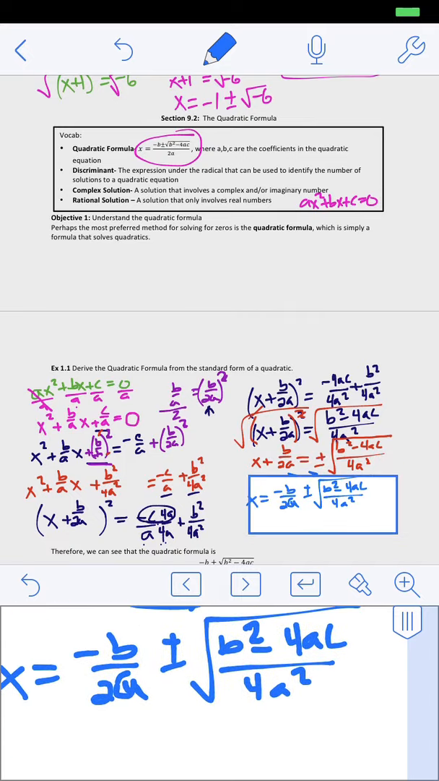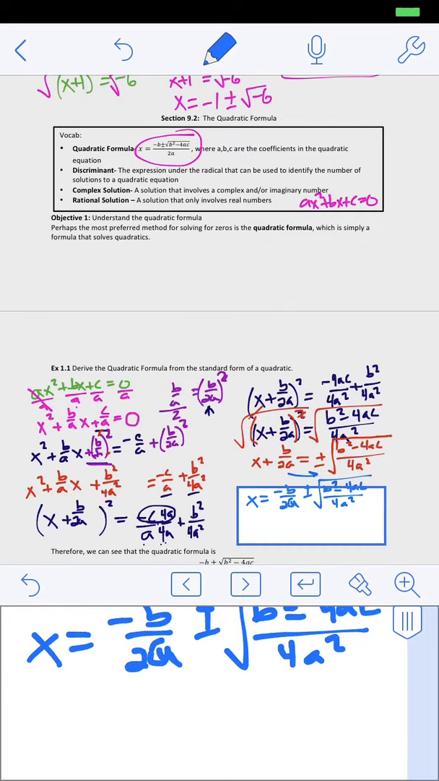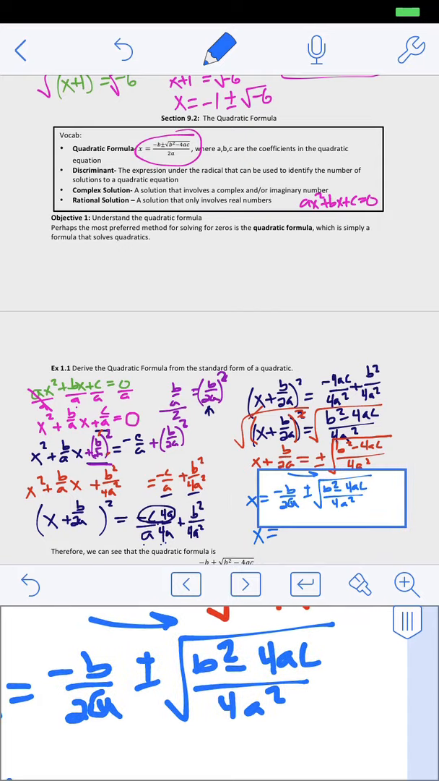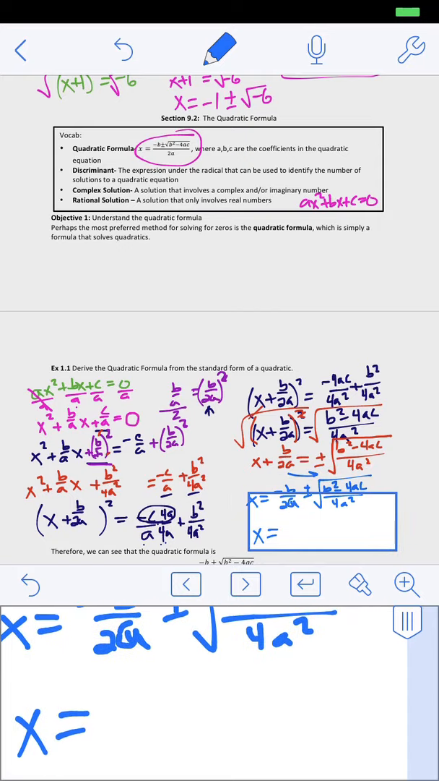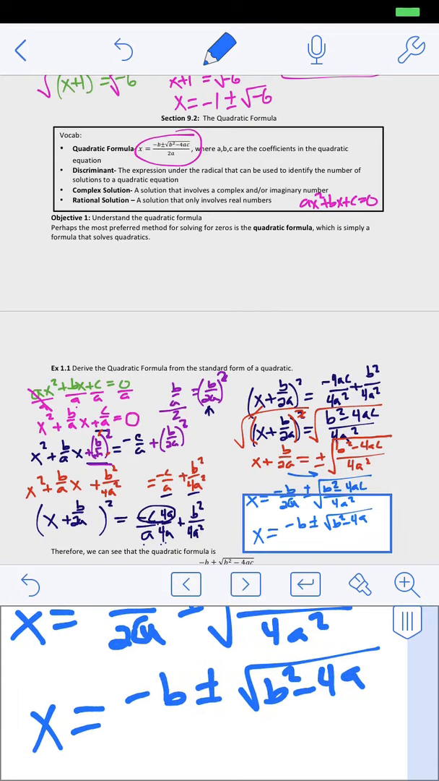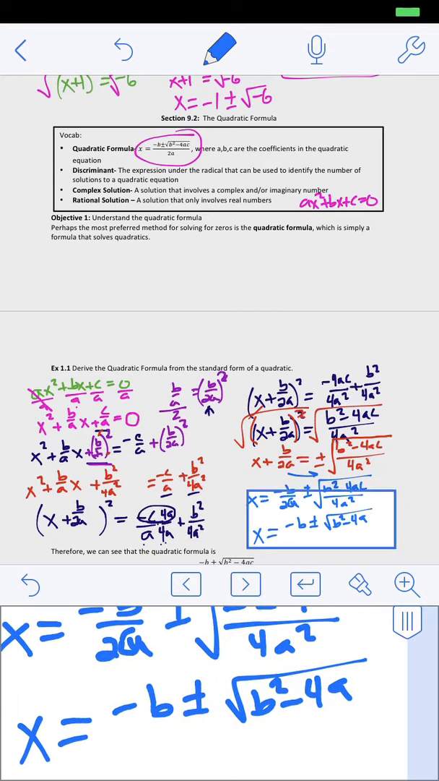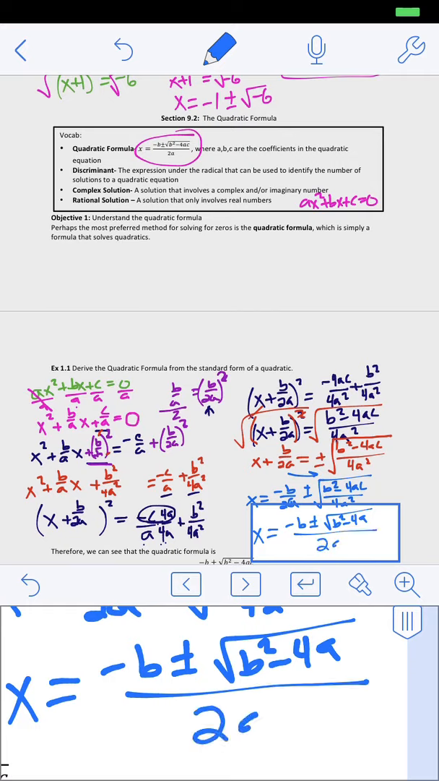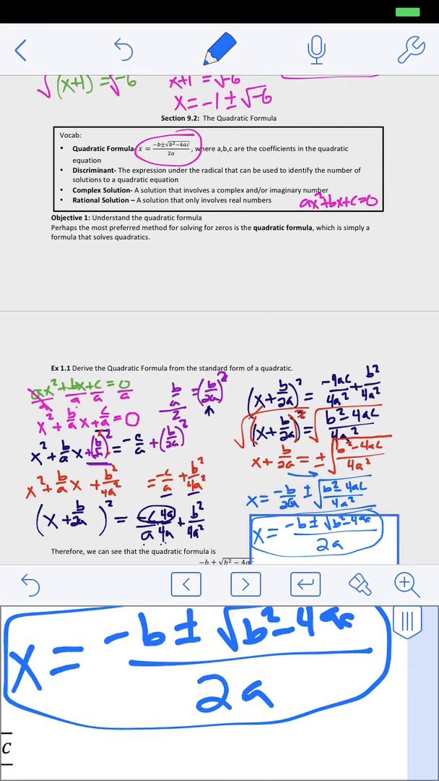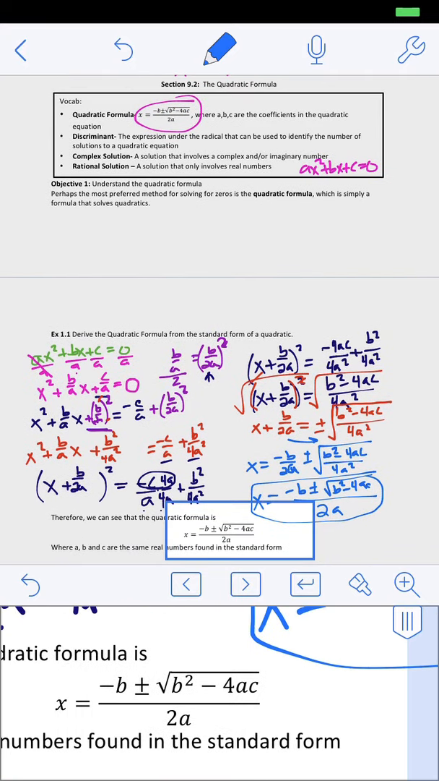Last thing I'm going to do is simplify. I know that 4 is a square and a squared is a square, so I can square root that, right? Use that quotient rule. The top stays in a radical, but the bottom goes down to negative b plus or minus the square root of b squared minus 4ac. What's the square root of 4a squared? That's going to be 2a. Matches the other one, so all over 2a. And we have our quadratic formula. x is equal to minus b plus or minus the square root of b squared minus 4ac, all over 2a. And that is our beautiful quadratic formula.